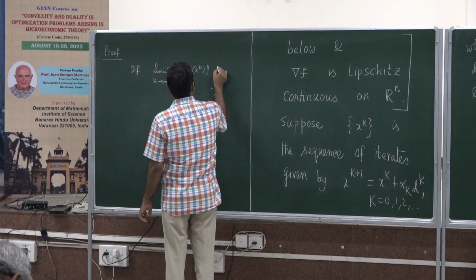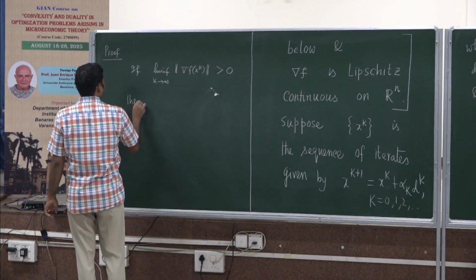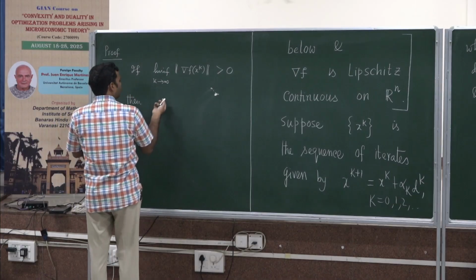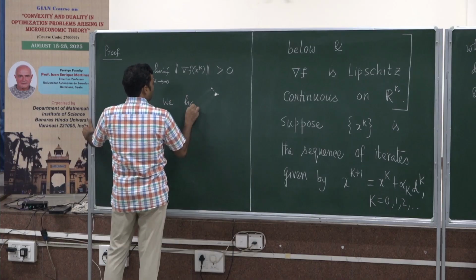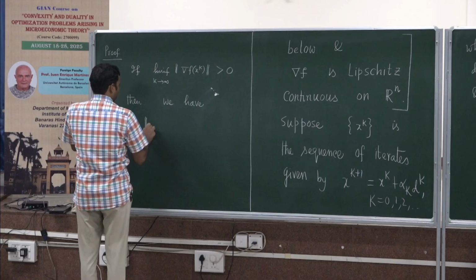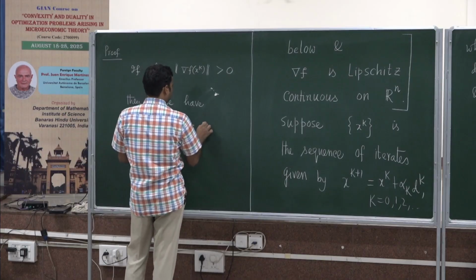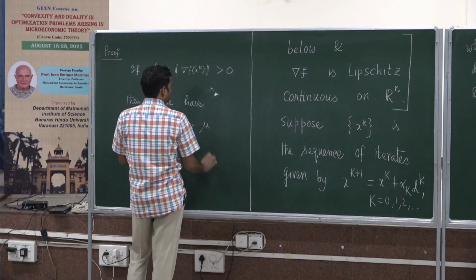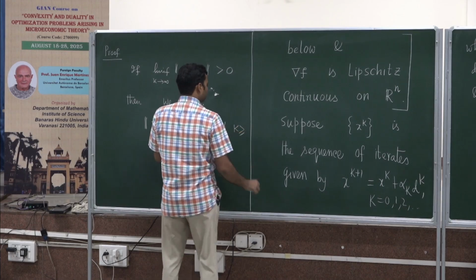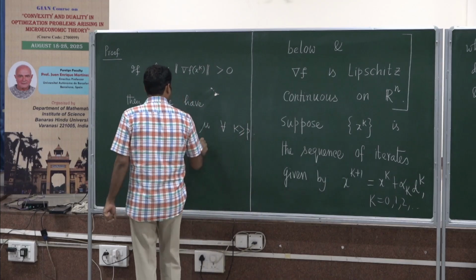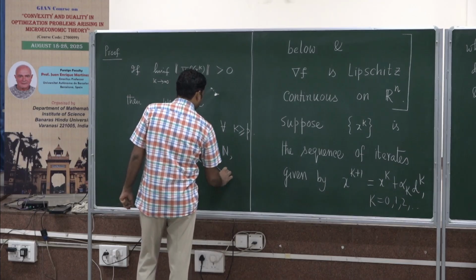If it is greater than 0, then we have the norm of f(xk) is greater than or equal to some positive constant mu for all k greater than or equal to some integer p, for some p belonging to the natural number set and for some mu greater than 0.